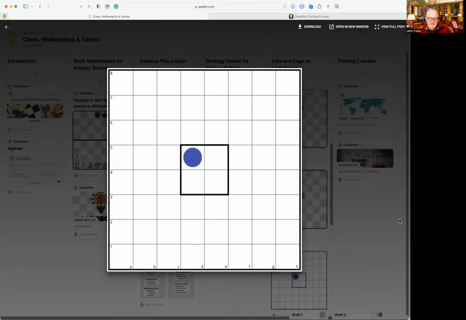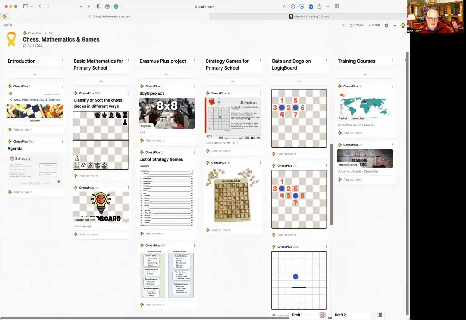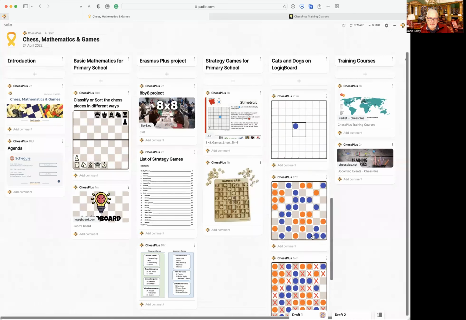So this is our opening position in a game of cats and dogs, and the opponent now has to place their piece anywhere on the board, but outside of the center, and so it continues. Okay, so let's now go on to the next.